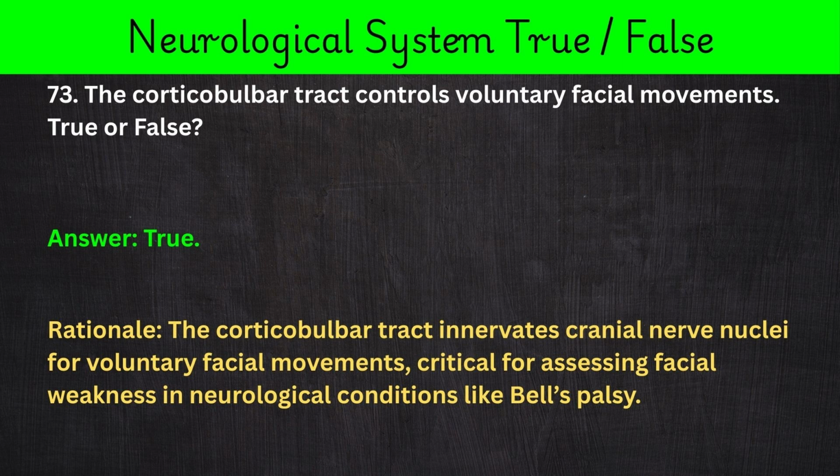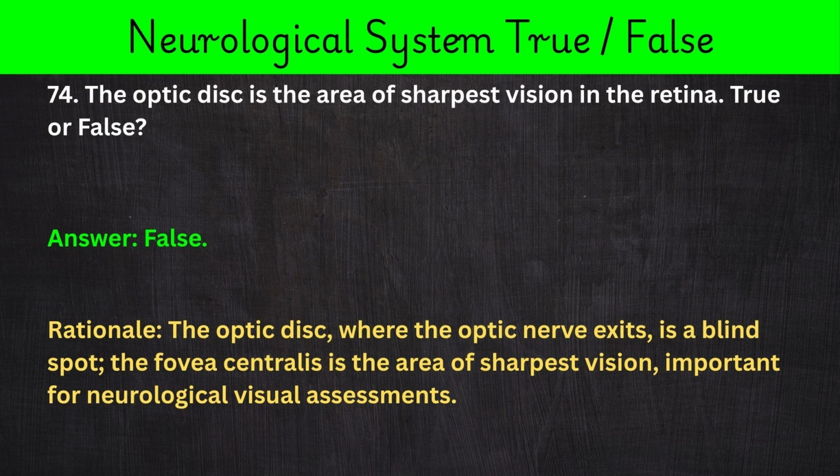73. The corticobulbar tract controls voluntary facial movements. True or false? Answer: true. Rationale: the corticobulbar tract innervates cranial nerve nuclei for voluntary facial movements, critical for assessing facial weakness in neurological conditions like Bell's palsy.